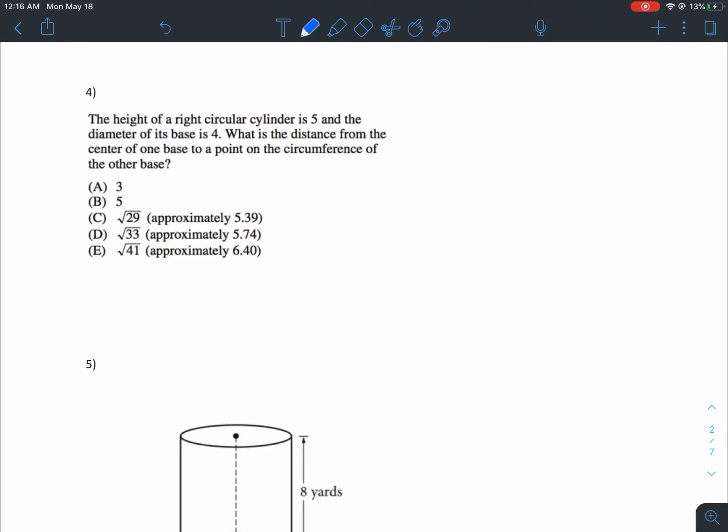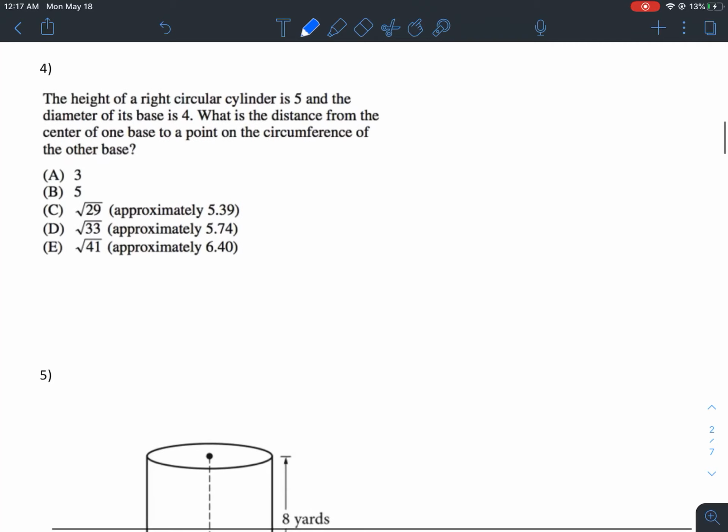Hello, so now we're going to go ahead and go over problems 4 and 5 from the SAT practice packet. So for number 4, it says the height of a right circular cylinder is 5 and the diameter of its base is 4. What is the distance from the center of one base to a point on the circumference of the other base? So really the hard part of this problem is just even understanding what they're asking you.